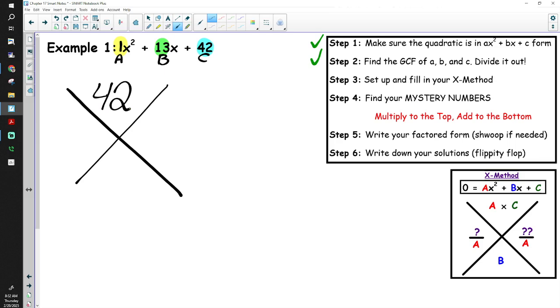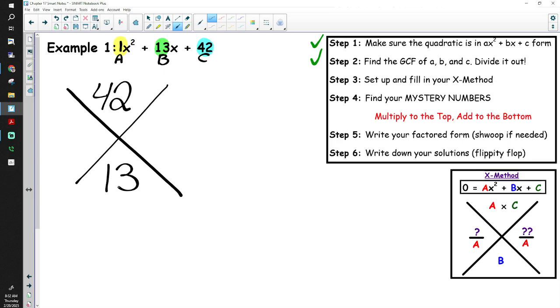Anytime that you have an equation set up where your A value is 1, it's going to be like that every time: 1 times whatever the C value is. At the bottom, we're going to put the B value. B for bottom. The B value in this problem is 13. 13 goes on the bottom. Now that looks a little bit more familiar. Our X method is set up, and now we need to find our 2 mystery numbers.